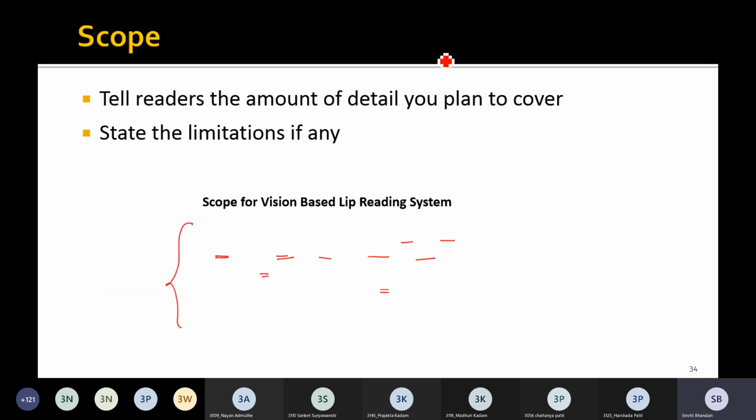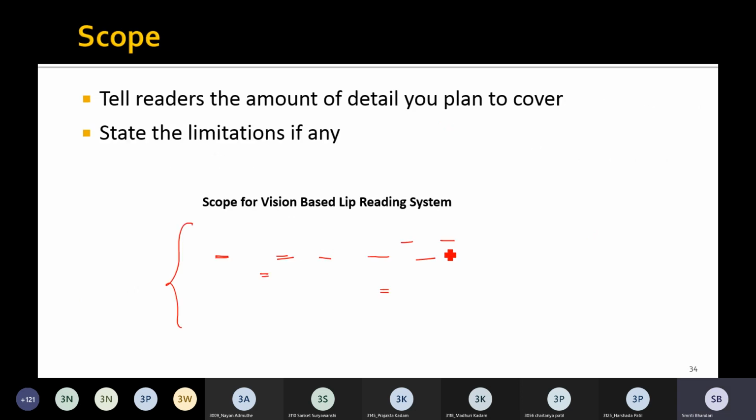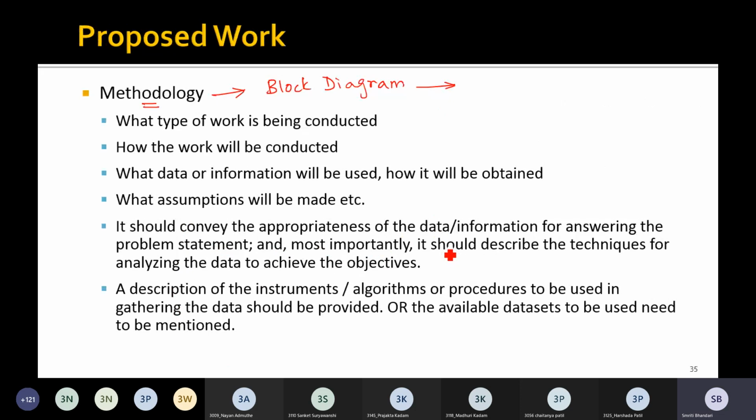Or in other words, these are the objectives we have defined. To achieve each and every objective, whatever methodology is required needs to be written under the proposed work.